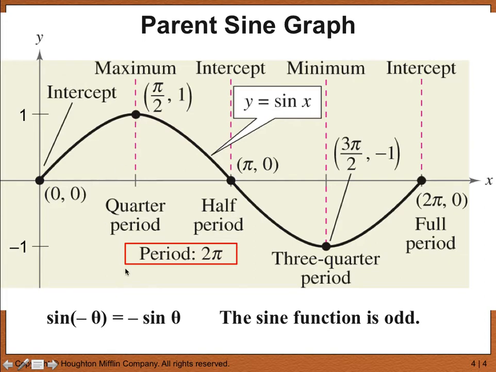Well, looking at the fact of sine negative theta equals negative sine theta, even if you want to do it on your calculator, you can. Sine of negative pi over 2 is negative 1, and that confirms this fact that sine of negative theta equals negative sine theta. So just remember that the sine function is odd. The sine function is symmetric about the origin.